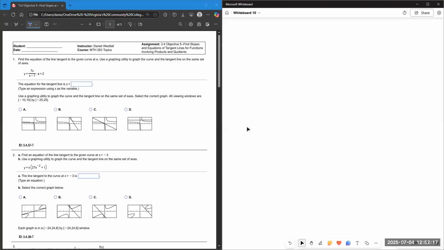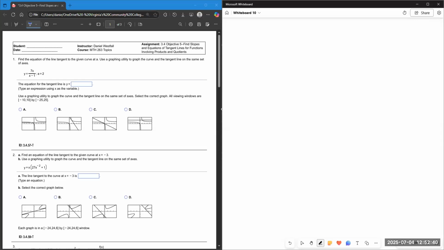In this video, we're going to talk about 3.4, Objective 5, where we find slopes and equations of tangent lines for functions involving products and quotients. I'm going to focus on the derivative and the equation of the tangent line part, and I'll let you do the graphing in your graphing calculator, given the window that they give you for the problem. And I'm just going to go ahead and tell you the right answer for that.